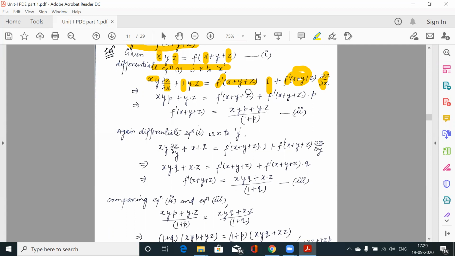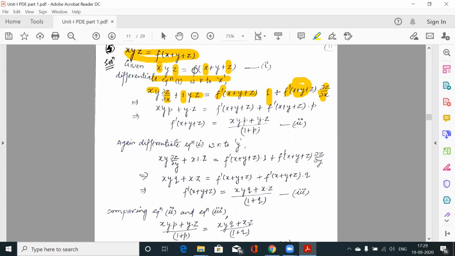Or you can say that the differentiation of this is f dash into differentiation of this argument. If we differentiate x plus y plus z with respect to x, we get 1 for this term, 0 for this term, plus del z over del x. So this is simply f dash. If we take f dash as common, we get in bracket 1 plus del z over del x. This is simply that process, nothing else. Now we have written this del z over del x as p.